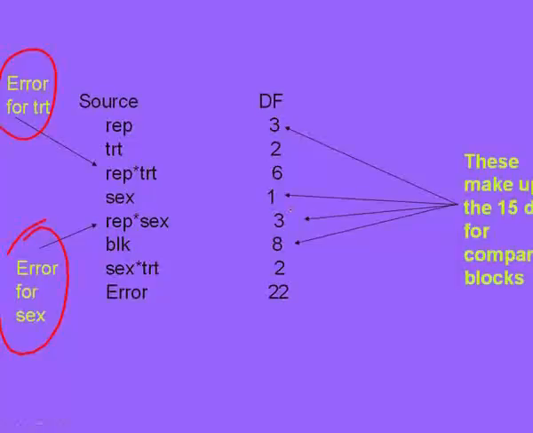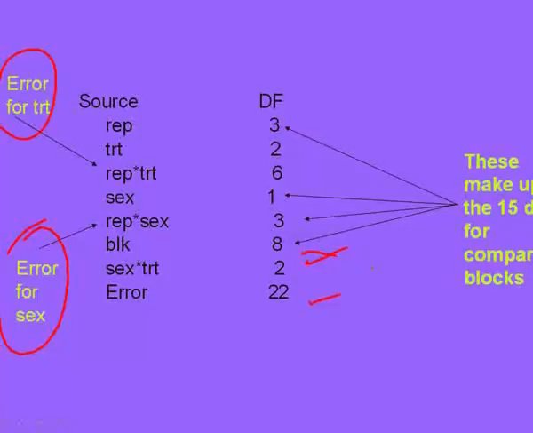So altogether we have now 16 blocks, and so we used up 3, 4, 7 of those, and so there's 8 left over that haven't been identified in the previous part of this ANOVA table. So those all together make up the 15 degrees of freedom for comparing blocks, and we have sex by treatment interaction, and the error for that is what's left over. So it's got 22 degrees of freedom.